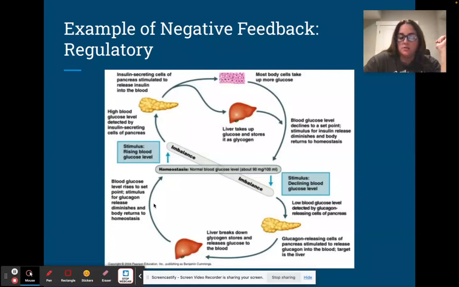And so as soon as the blood sugar rises back to normal, then we will actually shut down the production of glucagon. And the same thing up here, once the blood sugar has dropped, then we shut down the response of insulin being produced. So that's why it's negative, because we're reversing the effect of the stimulus to bring us back to that set point.